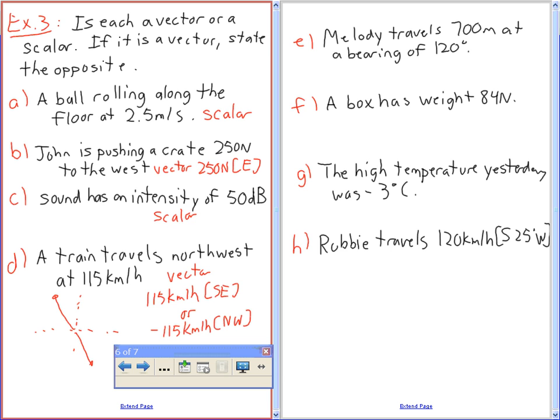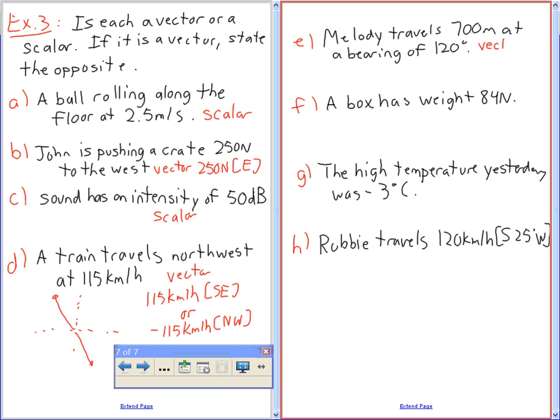So here you're off. How can I help? Go ahead. Yeah. So 700 meters at a bearing of 120. I actually wrote, I didn't do the bearings. So I'm going to call this a vector. How'd you write this line? Well, I wrote 700 meters east 30 degrees north.